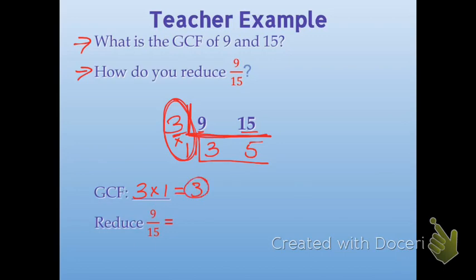Now, I'm not going to ask you to write out 3 times 1 every time because that doesn't matter. But I did that just to show you that's how I got it. I got it from the numbers on the left. And then to reduce the fraction, this is my favorite part actually. To reduce the fraction, we've already reduced it because we divided it by the greatest common factor, which was 3. So your reduced fraction is 3 over 5. So to reduce 9/15, we have 3 over 5.